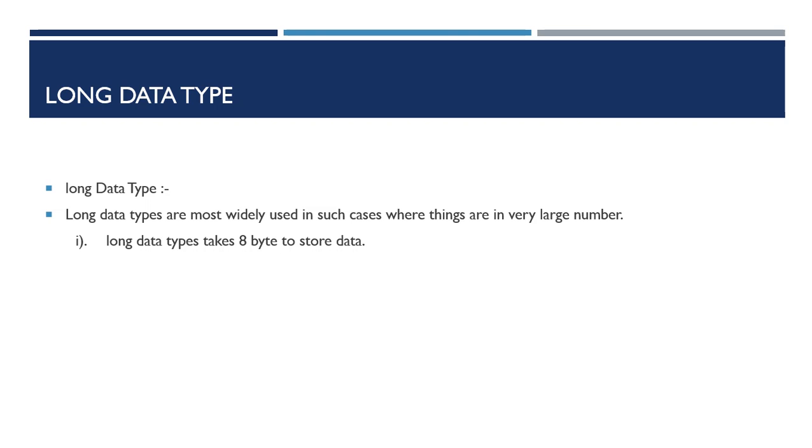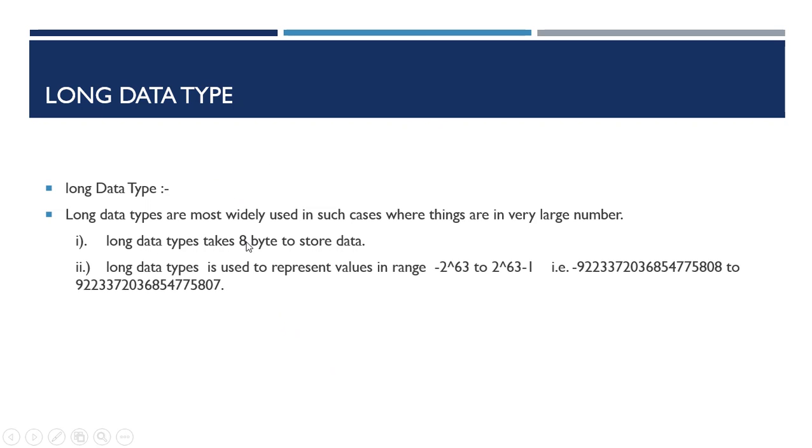That's why the long data type takes 8 bytes to store data. It is double the integer data type. Since it takes 8 bytes, the range it can represent is very large. You can calculate its range by using the formula 2 to the power of the number of bits it takes to represent a value, 2 to the power 63 minus 1.